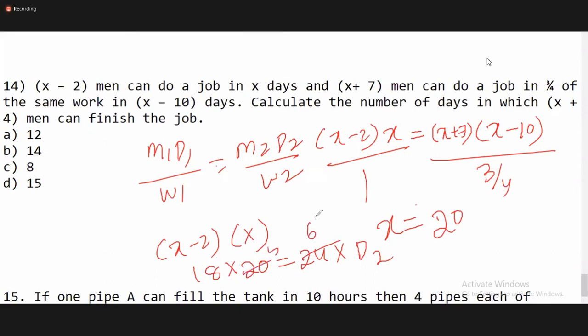4 6s are, 4 5s are, 6 1s are, 6 3s are. So 5 3s are what? 15 days. Okay, the answer for this question is what? 15 days is going to be the correct answer.